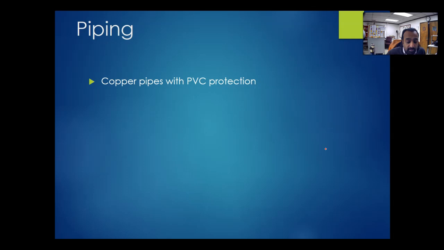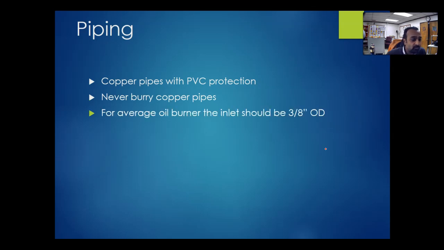Usually when we connect oil lines, they're mostly copper because copper is resistant to corrosion. So it's a good idea to do that. The PVC is recommended, especially if you're going to bury that line. So remember that for the oil burner license. They will ask you what kind of pipes. It should be copper pipe, and it should use flare joints, not welded, not threaded. Never bury a copper pipe without the PVC. It has to be connected with PVC or sheathing. For the average oil burner, the inlet should be 3/8 outside diameter.